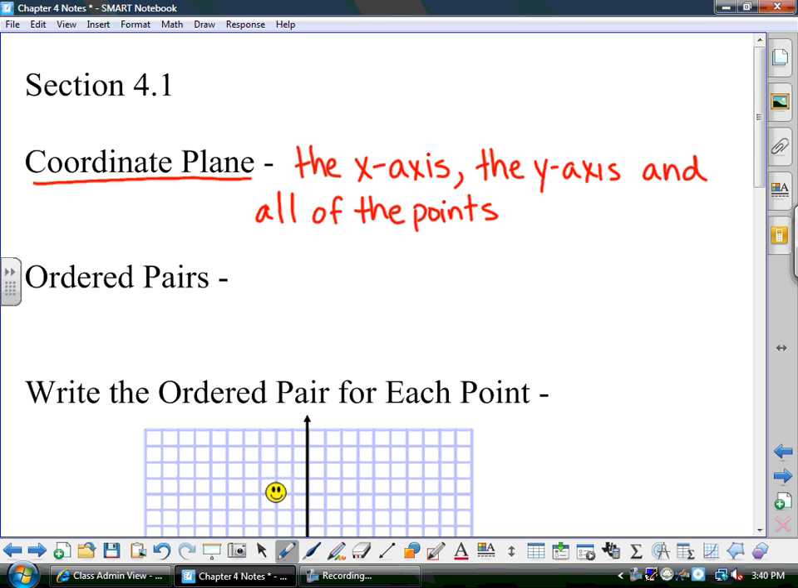When you make a coordinate plane, remember that the horizontal axis is the x-axis, the vertical axis is the y-axis, and the point where they cross is at 0, 0, or the origin.